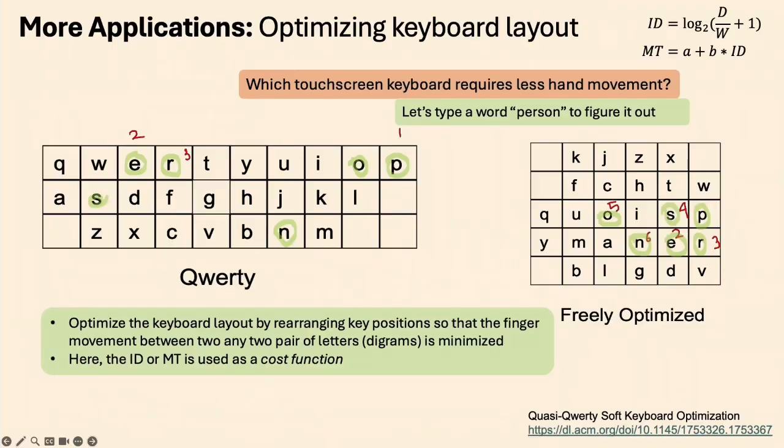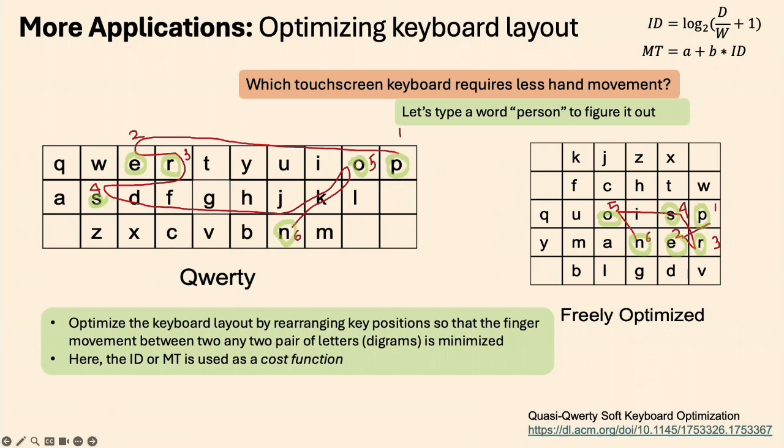Okay, so the application of Fitts law doesn't end there. HCI researchers applied Fitts law to rearrange the keyboard. Here, let's see which one is better. On the left, we have our famous QWERTY layout. On the right, the theoretically optimized one. And I'm trying to enter the word person. That's on QWERTY.